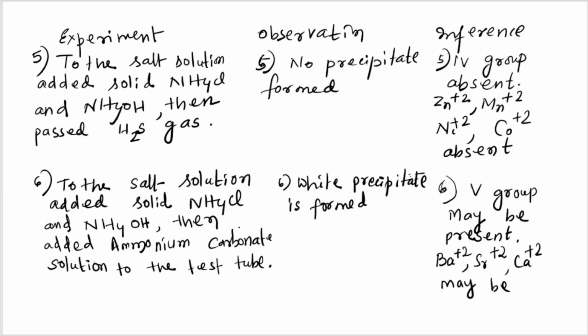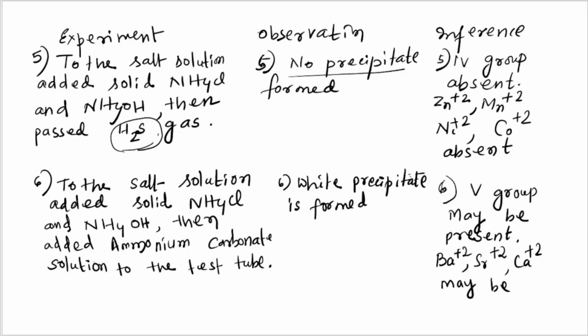Similarly, the 4th group. What are the radicals of the 4th group? Zn plus 2, Mn plus 2, Ni plus 2 and Co plus 2. Here also, after passing H2S gas, no precipitate forms. That means the 4th group is also absent. From 0 to 4th, all groups are absent, by observing the color of the precipitate, the color of the solution, and particularly following the particular reaction, the specific reagent for the specific group.